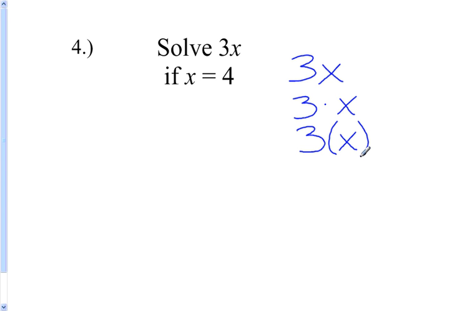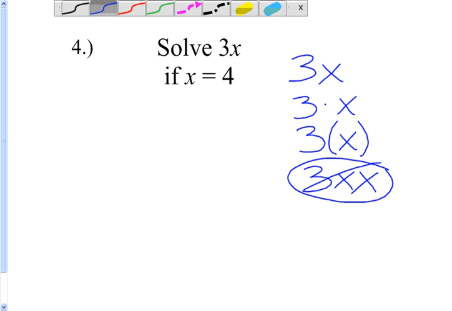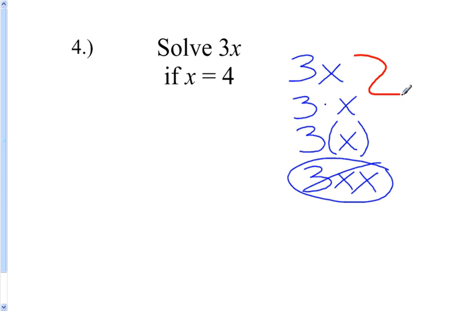You can see here why we don't really use an x for times, for multiplying, once we start getting into the upper grades and going into algebra, because we can't really say 3 times x, 3xx. That really is confusing. So we don't use that. But any of these other possible ways of showing multiplication are all things that you might see.